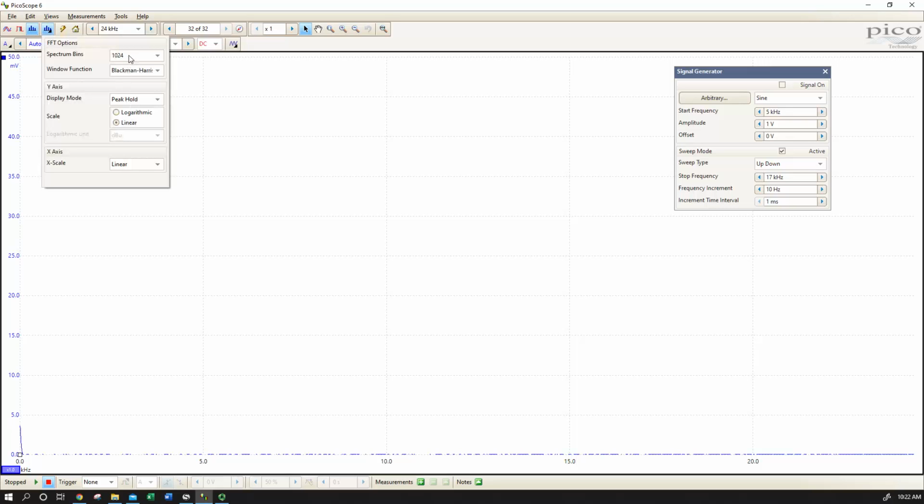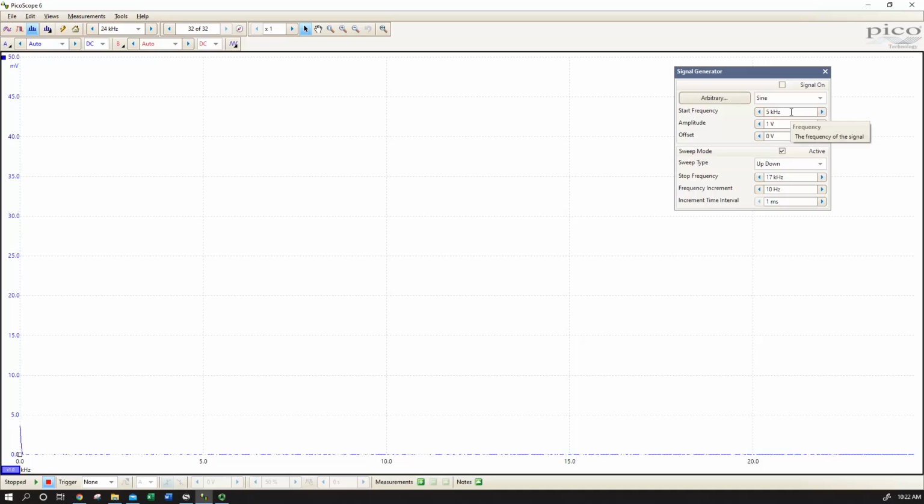We've got our spectrum bins collected. We're doing our general Blackman-Harris window. We're on peak hold. We're going to display with a linear scale. We've got an X scale that should capture our whole sweep. We're going to sweep from 5 kilohertz to 17. We're going to sweep up and down. We've got both of our signals turned on. We're on auto. Okay, so we should be ready to gather. So let's go ahead and start sweeping.